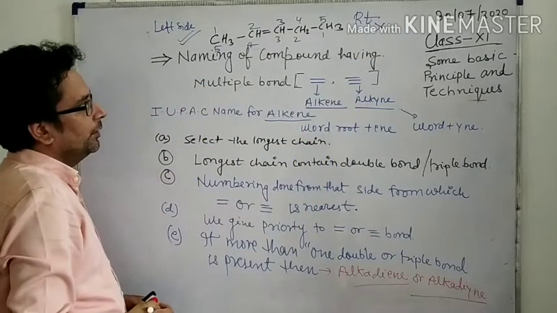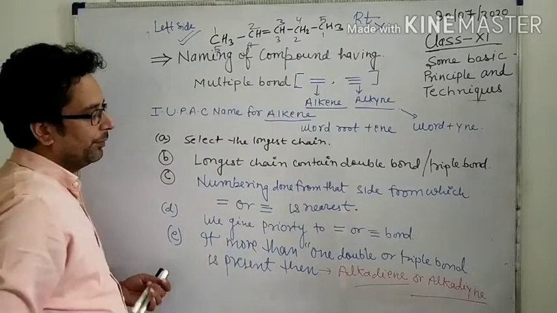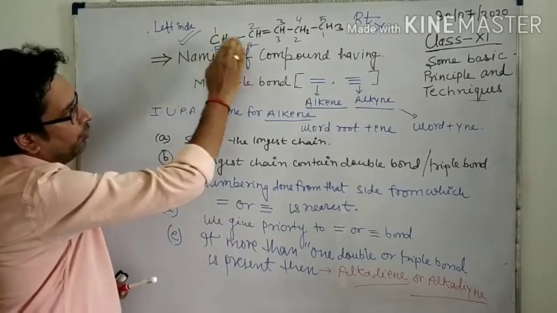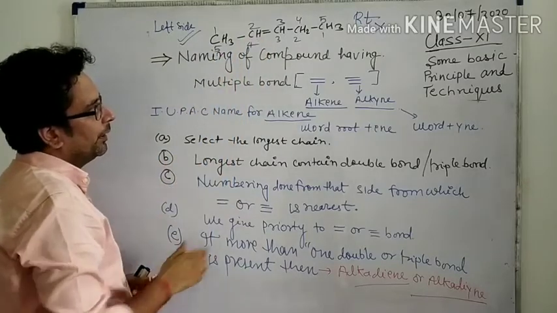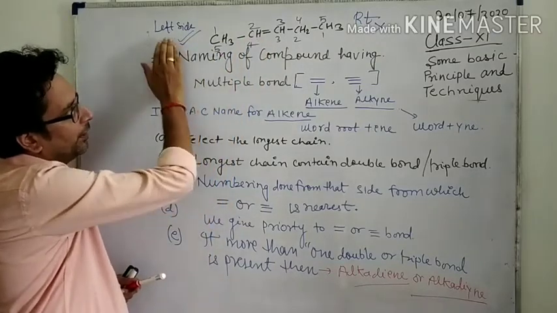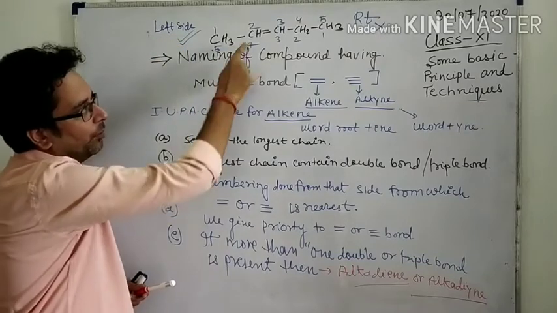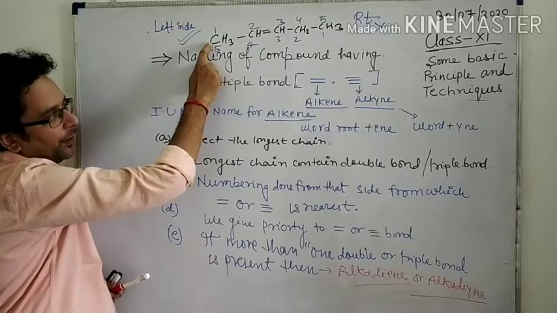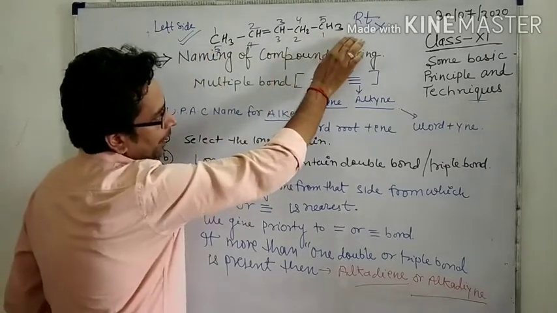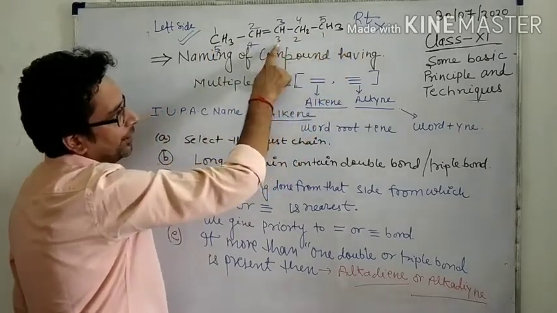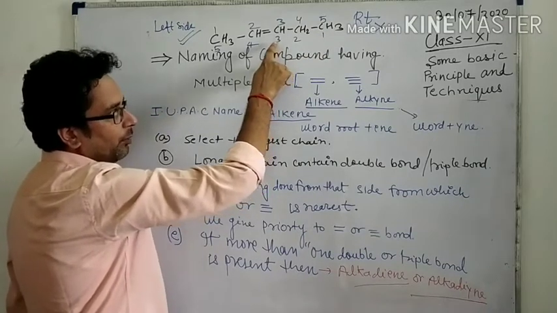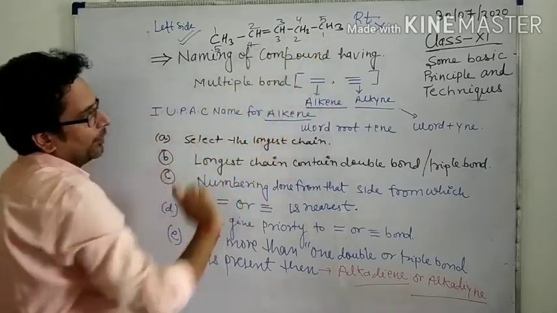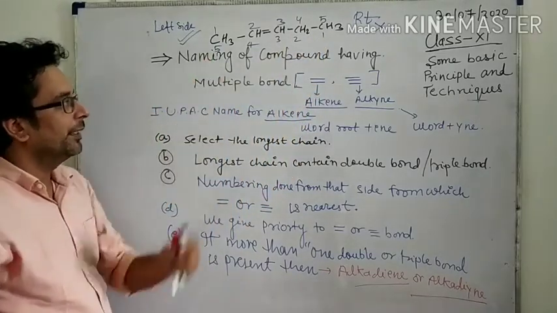Because numbering is done from that side from which the double or triple bond is nearest. From the left side the double bond is nearest: it occurs at the second carbon, which is near to the first carbon, while from the right side the double bond occurs at the third carbon, which is far away. So left side numbering is correct.